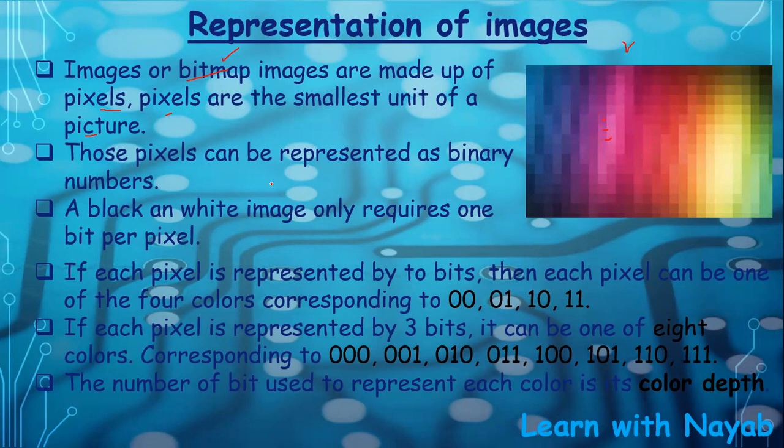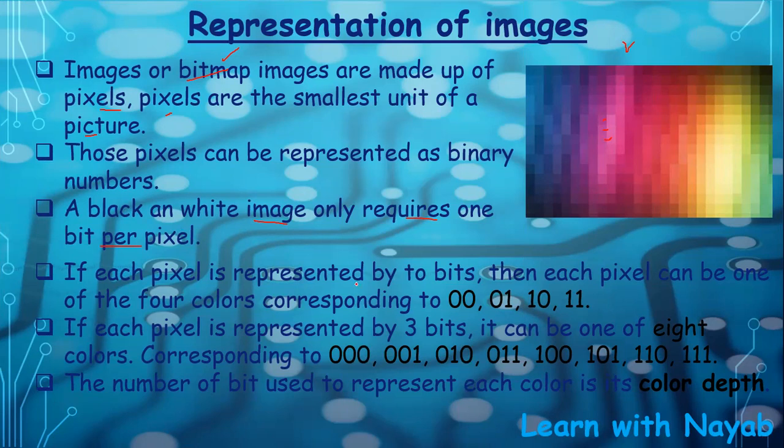Those pixels can be represented as binary numbers. A black and white image only requires 1 bit per pixel. Like the ancient movies that were black and white, a black and white image would only take 1 bit per pixel because it's only black or white. Either it's 1 or it's 0. If it's 1, it's white, and if it's 0, it's black. So 1 pixel would only take 1 bit.